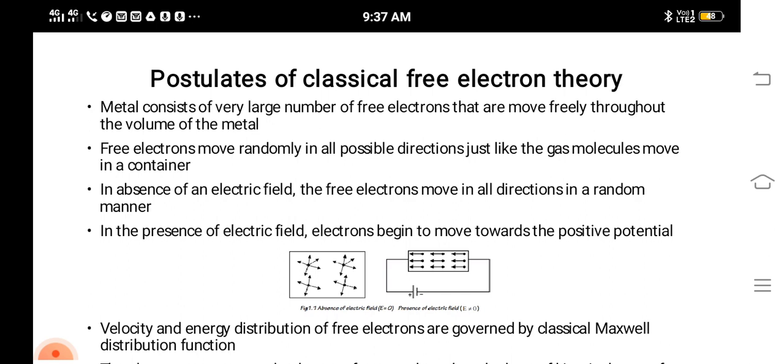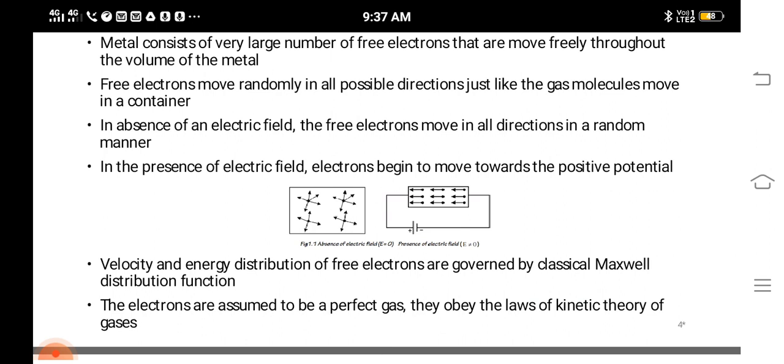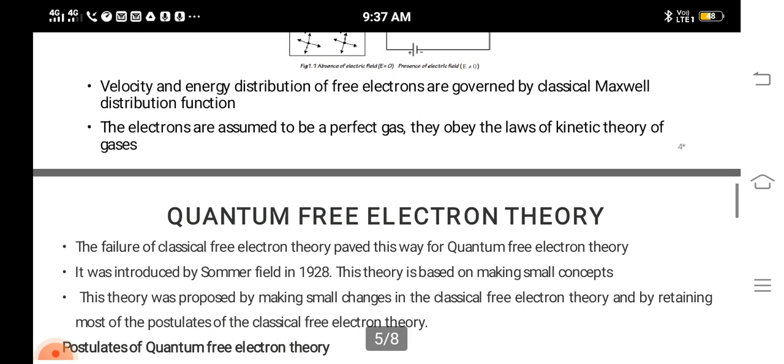But in the presence of an electrical field, electrons begin to move towards the positive potential, which is shown in the figure. Velocity and energy distribution of free electrons are governed by the classical Maxwell distribution function. The electrons are assumed to be a perfect gas. They obey the laws of kinetic theory of gases.